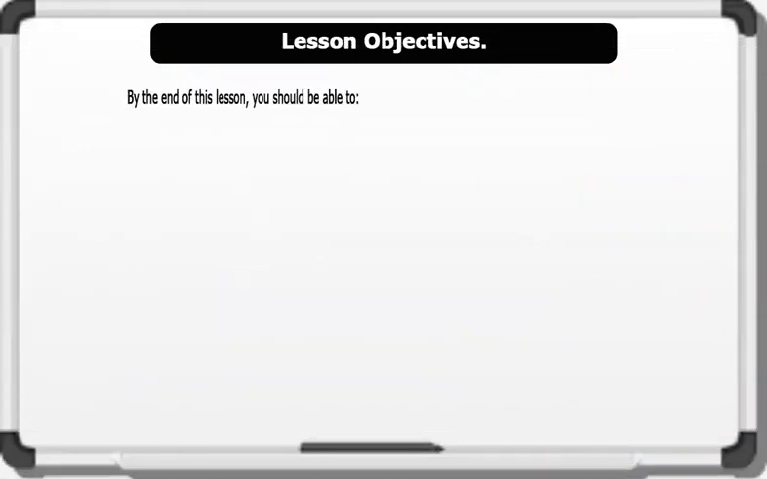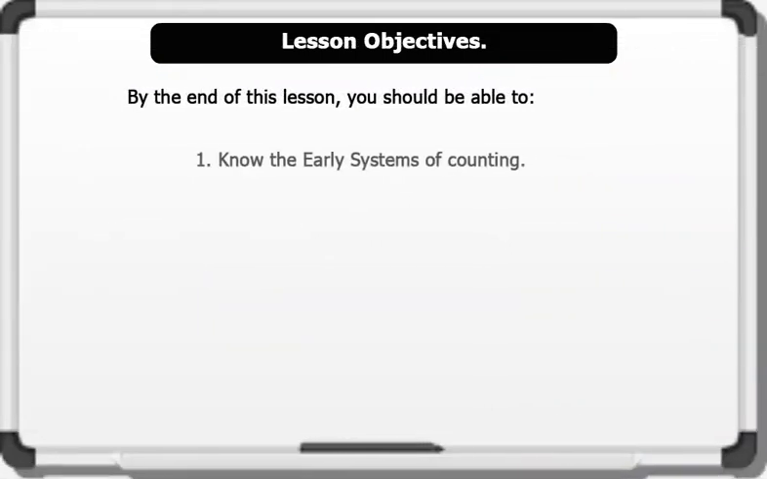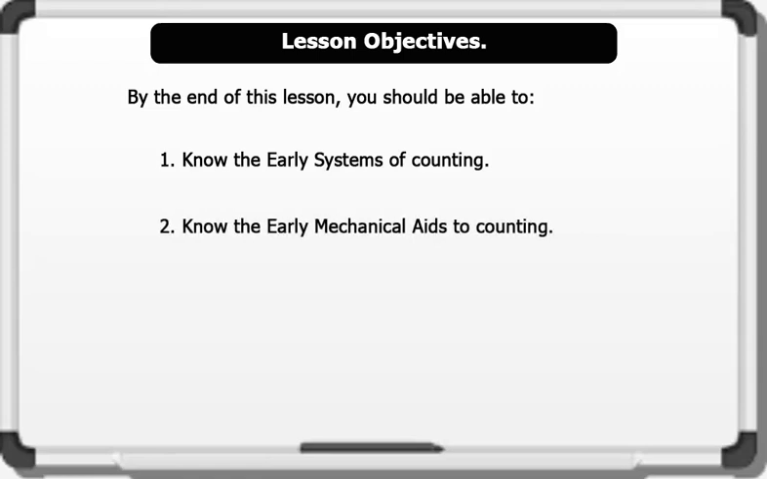By the end of this lesson, you should be able to: 1. Know the early systems of counting. 2. Know the early mechanical aids to counting. And 3. Know the early generations of computer systems. Please pay attention as we go through the lesson together.